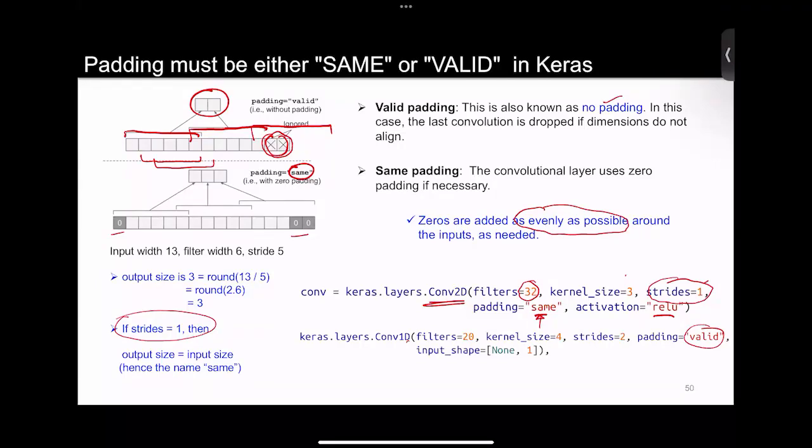And when padding equal to same, that means when we say strides equal to 1, then the output size equals the input size, meaning the features don't reduce at all. I mean, if it's an intermediate layer. So when we use same padding and stride is equal to 1, the way Keras pads 0 is to ensure that the size of the input and the output will remain the same.